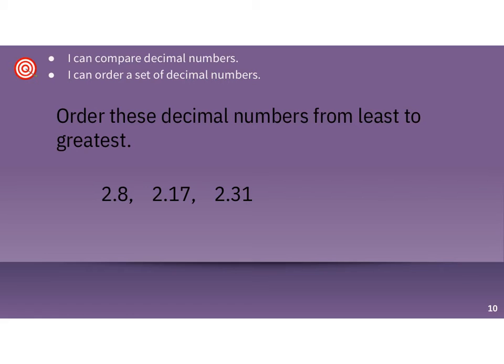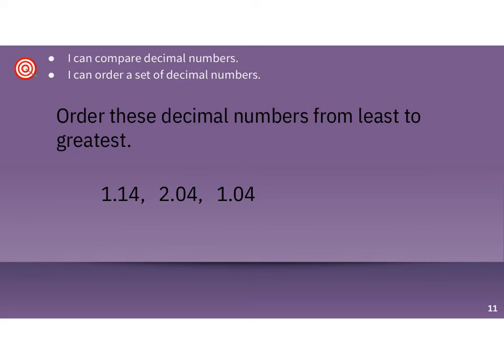How about this set of numbers from least to greatest? Pause and think, come back and check. All of these numbers have a 2 in the ones place. So we're going to go ahead and look at the tenths place. It looks like our least or our smallest number is going to have a 1 in the tenths place. So 2 and 17 hundredths would be smallest, followed by 2 and 31 hundredths, with 2 and 8 tenths or 80 hundredths being our greatest number.